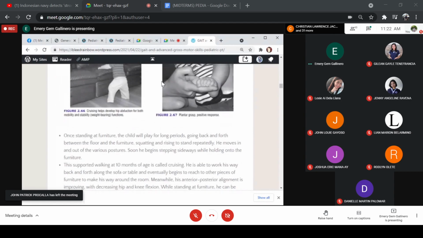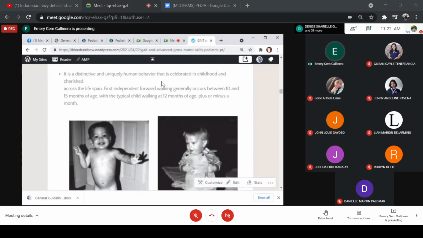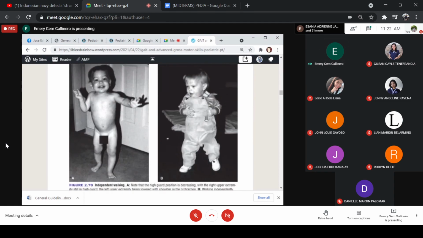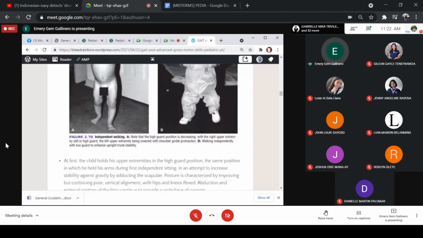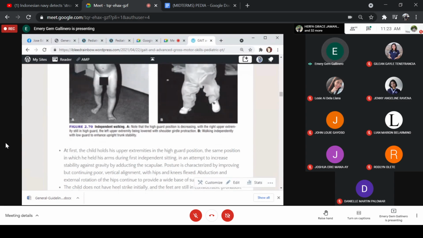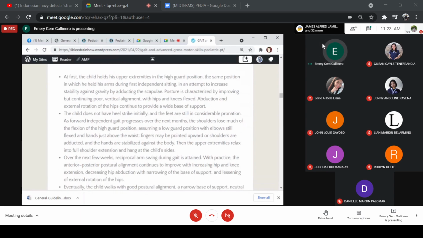Cruising. And then here, the bipedal walking. So again, it starts from when the child is walking in a high guard position, arms around 90 degrees of abduction, flexion, and or forward flexion. And then as the child goes, the high guard position goes down, the base of support becomes narrower, and the child already attains reciprocal arm swing.